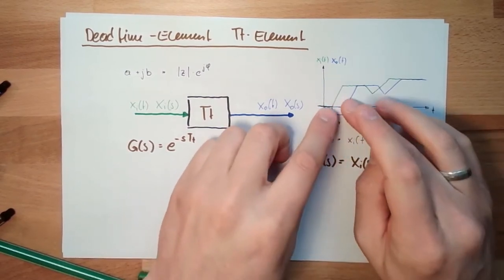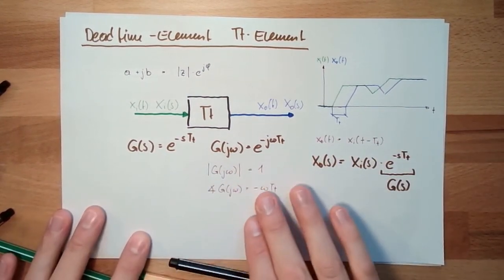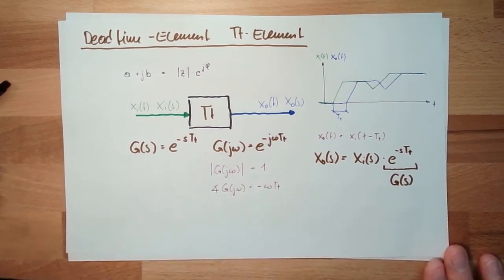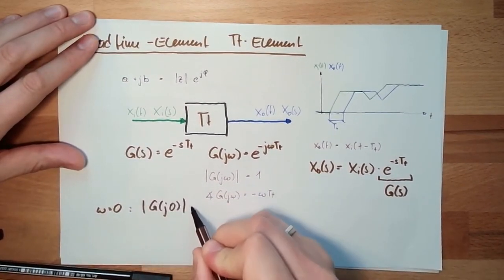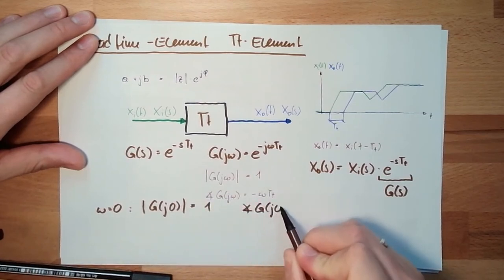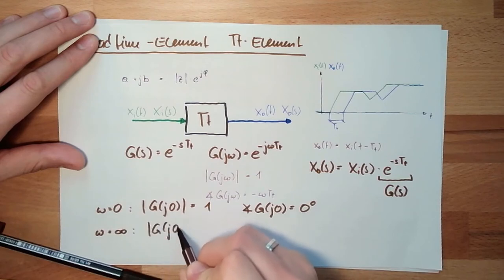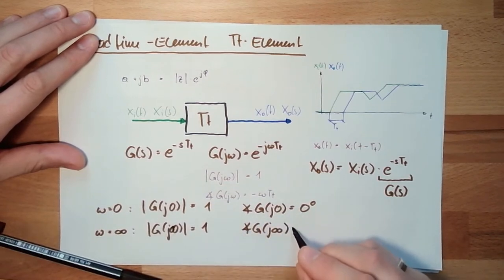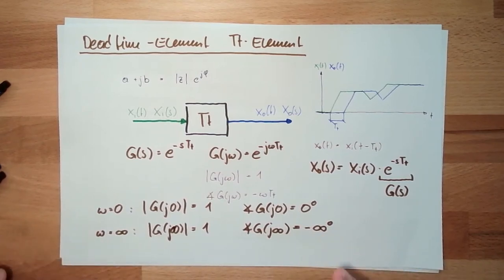If we wait here a long time, this phase shift here in the Bode plot is nothing more than a time delay. So it will simply grow with the dead time. So what does it mean for omega 0? For omega equals 0, the absolute value of j 0 is 1. And the argument is 0 degree. And for omega unlimited, the absolute value is still 1, but the argument, I always do this, the argument is minus unlimited degree. So this is what can be really annoying here.